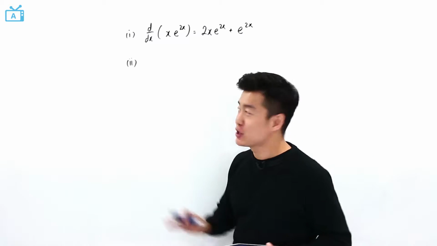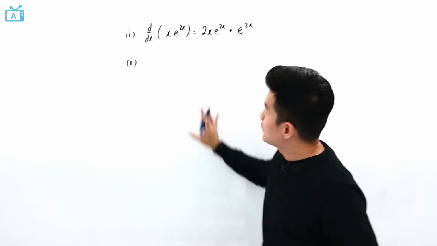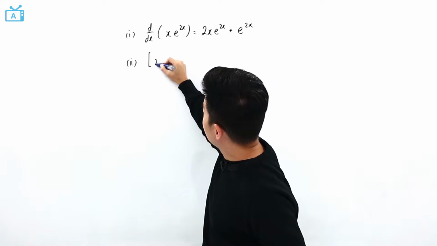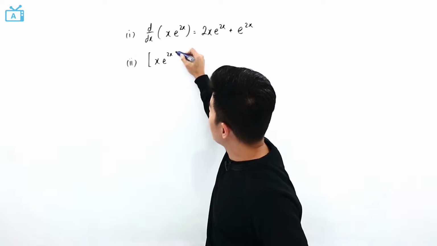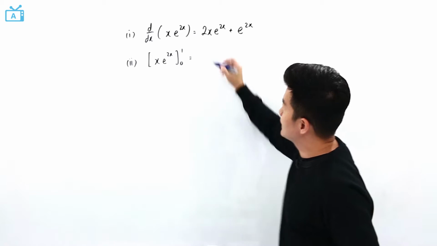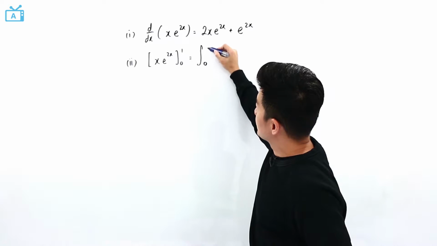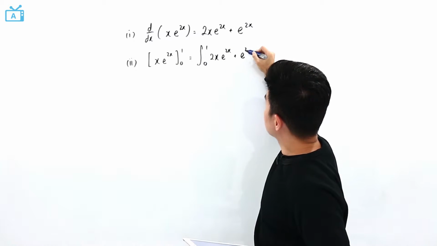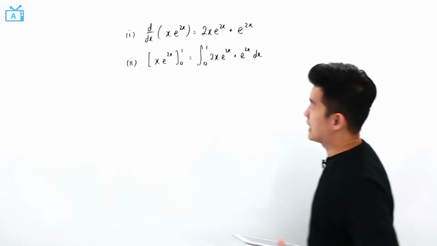From the previous part of the question, we have this over here. And if I were to integrate the left-hand side from 0 to 1, I will be getting x e to the power of 2x from 0 to 1. And we have to do the same thing to the right-hand side, which will be integration from 0 to 1 of 2x e to the power of 2x plus e to the power of 2x dx.